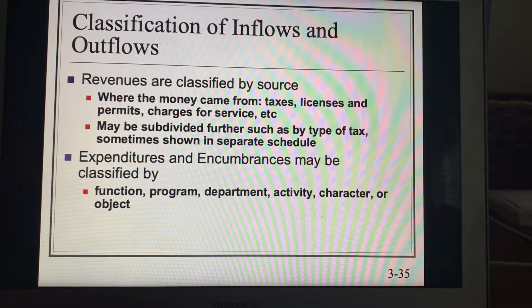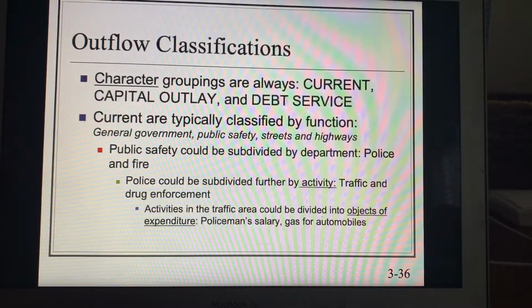So, classification of inflows and outflows. Revenues are classified by source, where the money came from: taxes, licenses and permits, charges for service, etc. May be subdivided further, such as by type of tax, sometimes shown in a separate schedule. Expenditures and encumbrances may be classified by function, program, department, activity, character, or object.